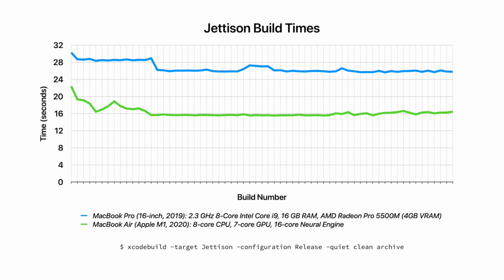The MacBook Air is roughly 65% faster than the MacBook Pro at building Jettison. The bottom of the line M1 powered MacBook Air is not quite twice as fast as the top of the line Intel Core i9 MacBook Pro, but wow. It's also worth noting that by the end of this testing, the MacBook Pro was hot. Not burning hot, but quite uncomfortable to touch.